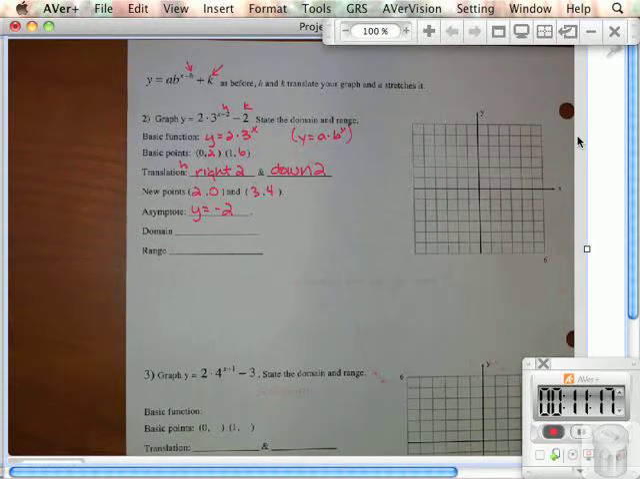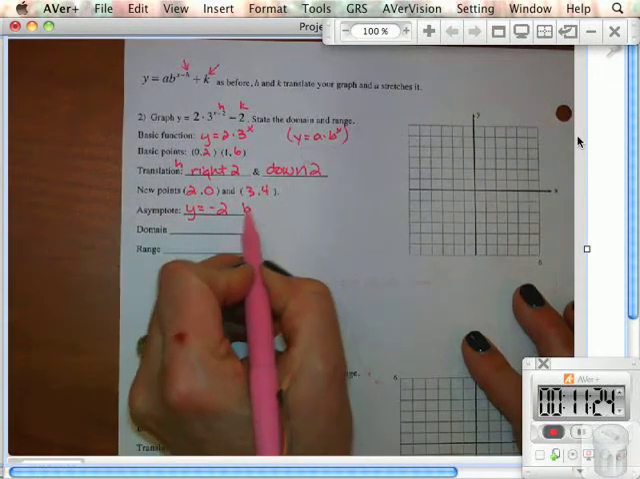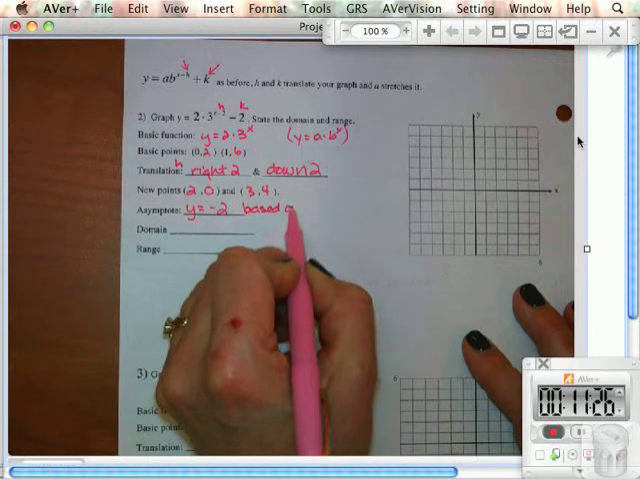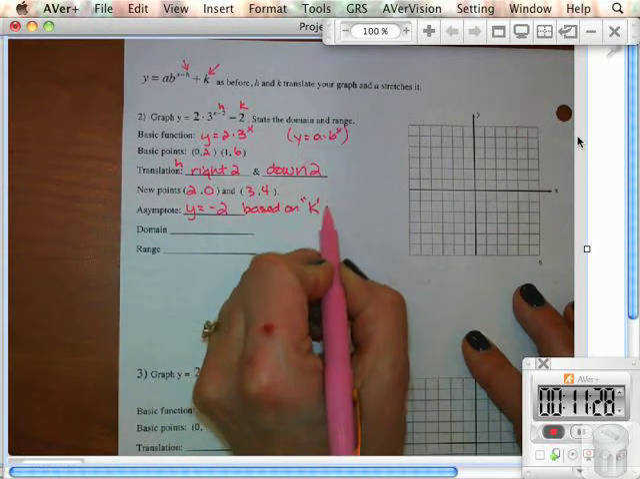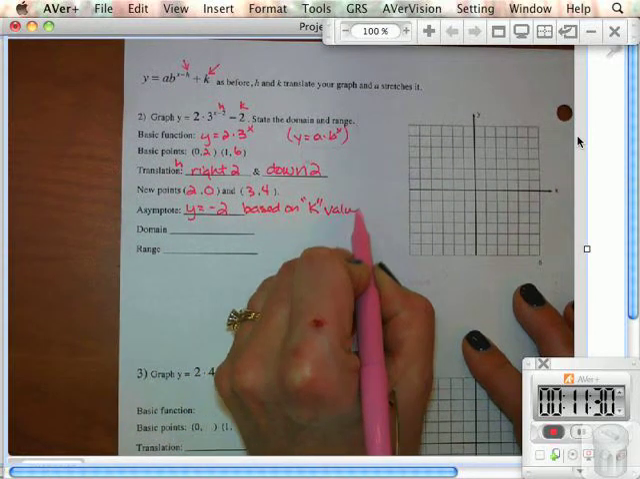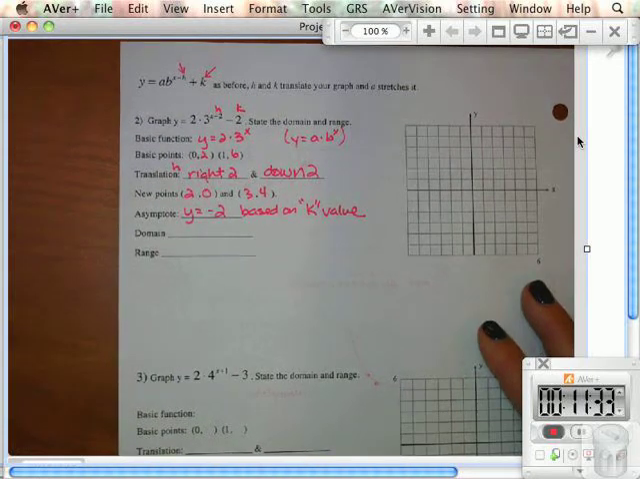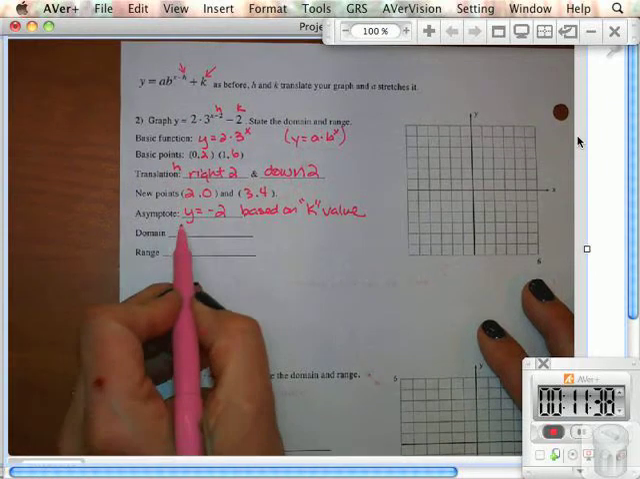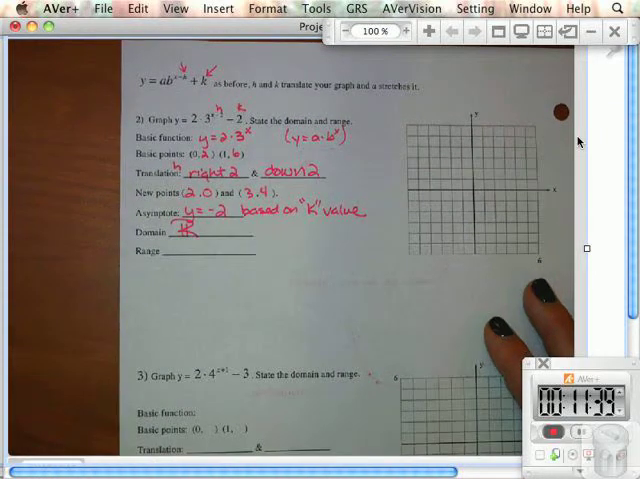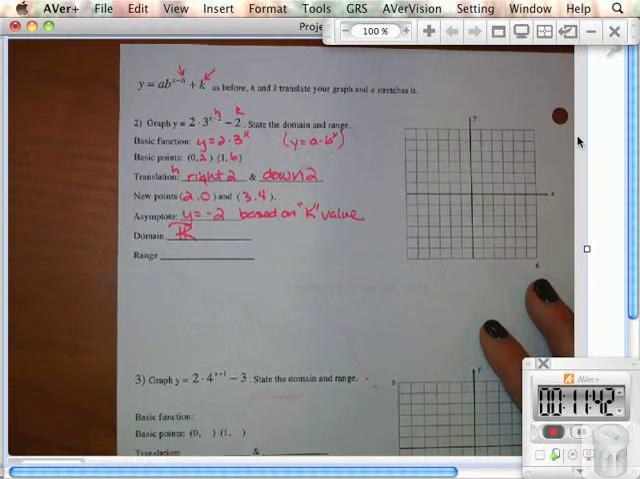It's not the h. It's the k. It's the y. And you'll see it once we graph it. It's based on the k value. The asymptote is always going to be based on the k value. What's the domain for any exponential function? All reals. And then let's graph it and see what happens, and then we'll answer the range.